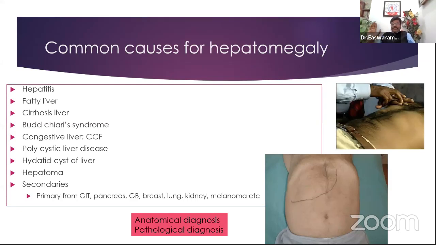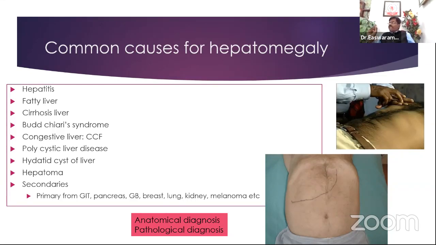Coming to the liver, spleen, right iliac fossa mass, or pelvic mass, whatever it is, they are going to ask you two things. When you say you can see a mass abdominally, they'll ask why you say it is a liver. That is the anatomical diagnosis. Second, they'll ask why the patient has an enlarged liver. That is the pathological diagnosis. So you should be ready with these two answers for every case of abdominal mass.